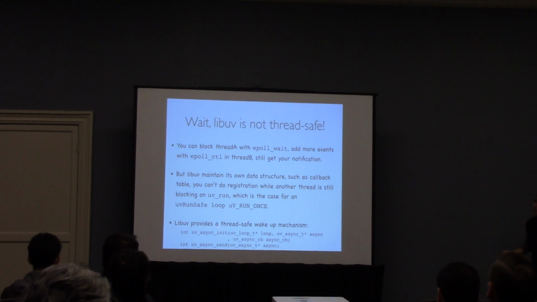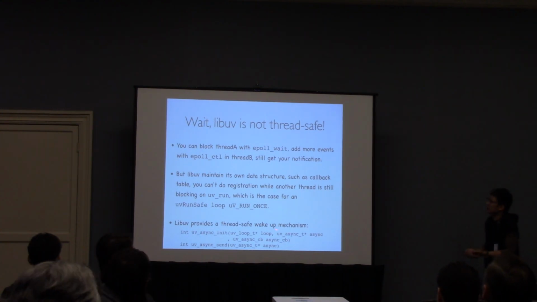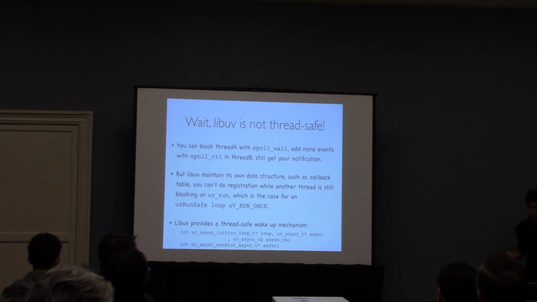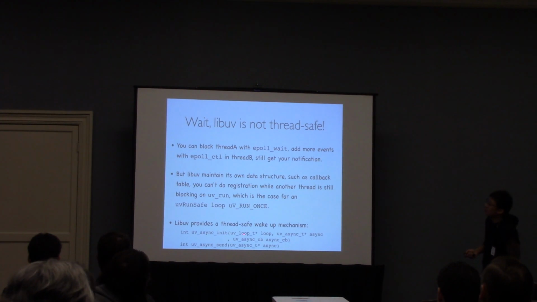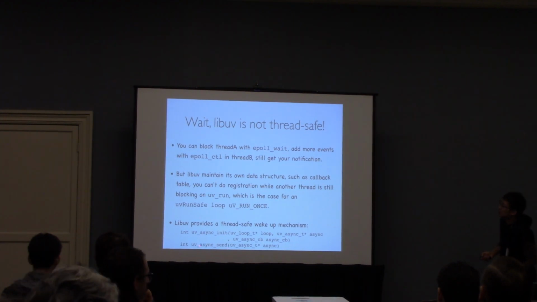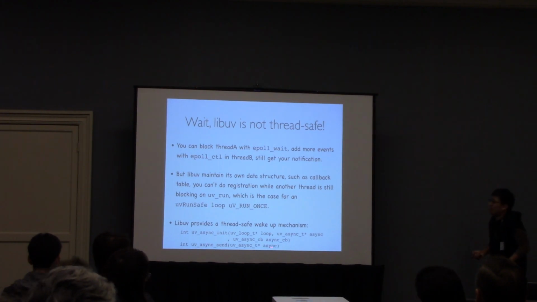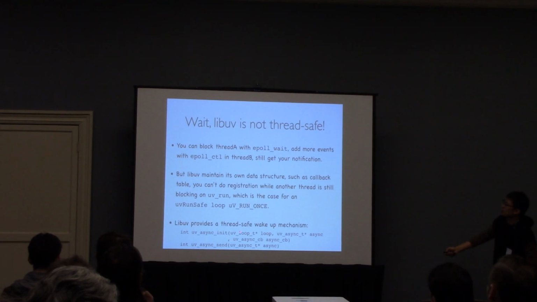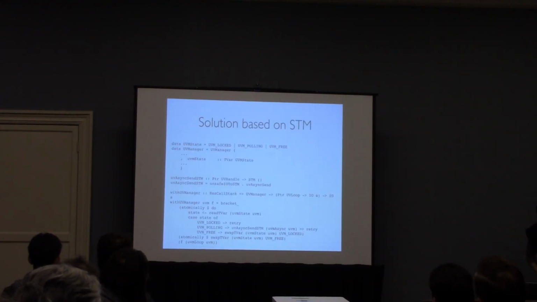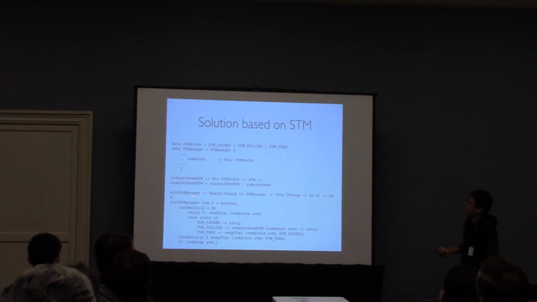libuv provides a mechanism to break a loop that's waiting. It means that if you have an event loop waiting in the uv_run function, and you call uv_async_send, this function will break the loop. It will wake up. The condition is that you add an async handle to the loop. Okay. So this is a very useful mechanism, and we use it to implement our UV manager function.